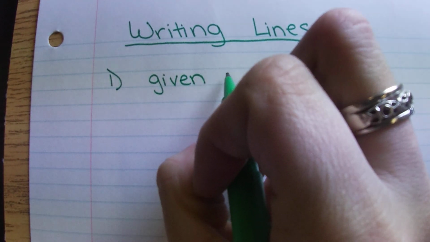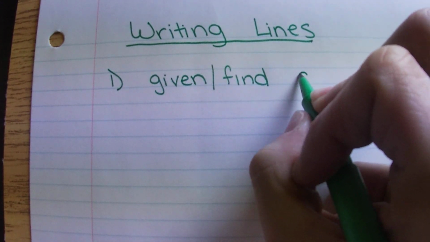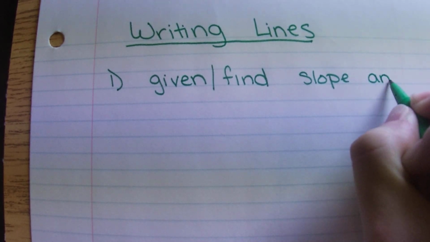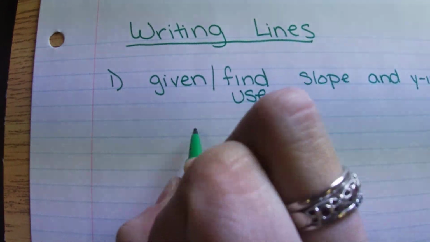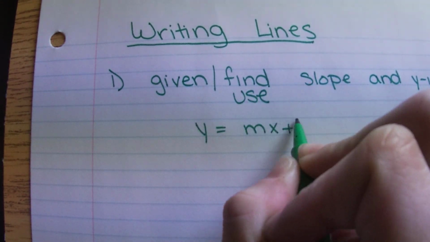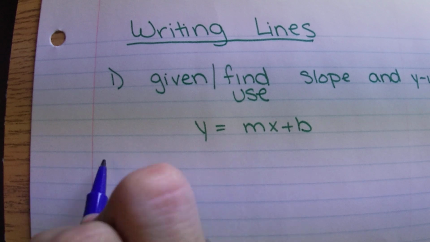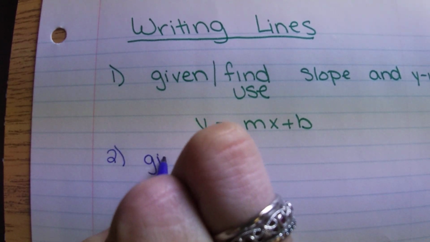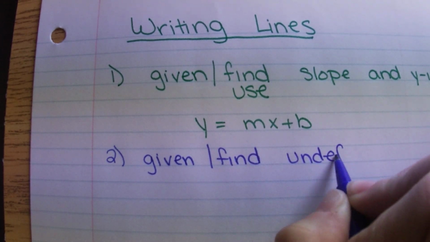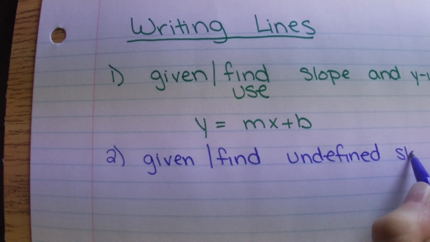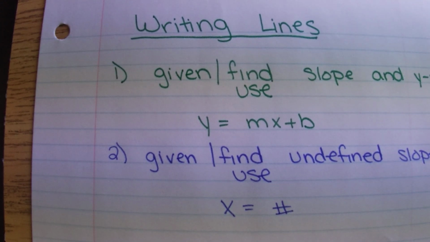Okay, so we said option one is that we can be given or we could find a slope and a y-intercept. And if we were given a slope and a y-intercept, then that told us to use y equals mx plus b. Option number two said that if we were given or we could find an undefined slope, then we knew that we were going to go directly to x equals, and we were going to fill in some number.